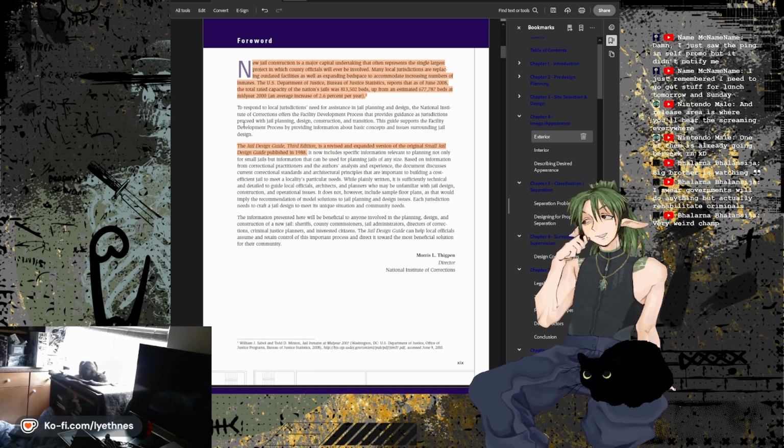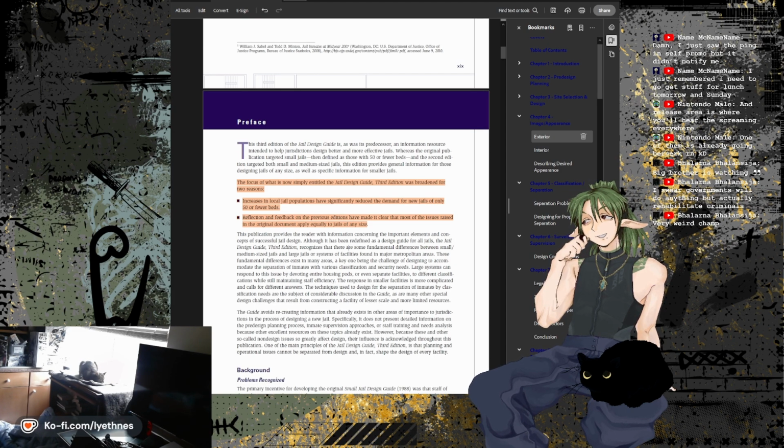So this 3rd edition was made in 2011. Very weird. Yes. So okay, the Jail Design Guide 3rd edition is a revised and expanded version of the original small jail design guide published in 1988. So the first older guy talked about the change in prison design in the 1980s.